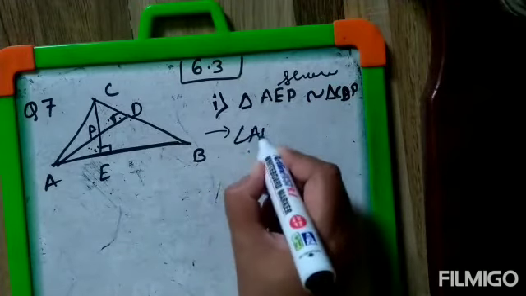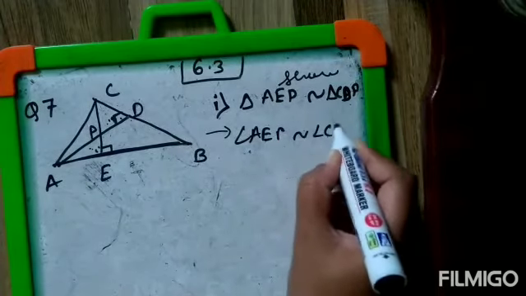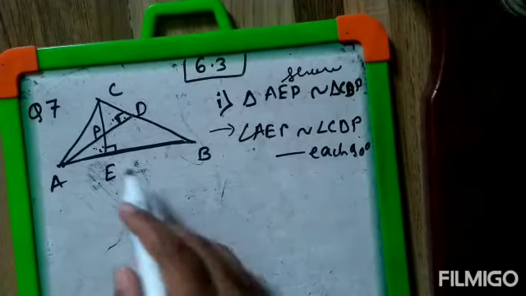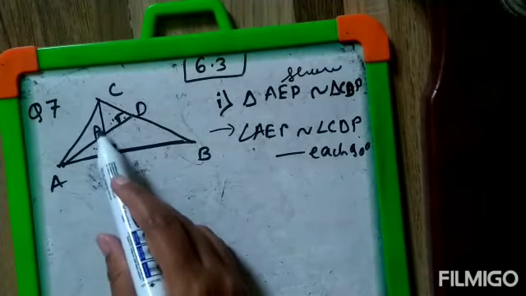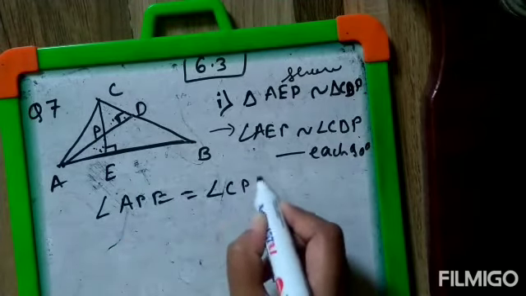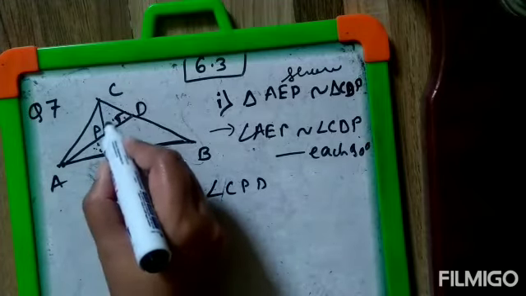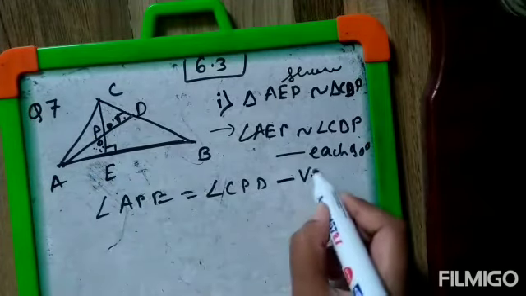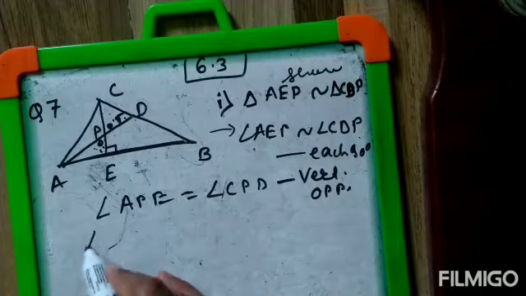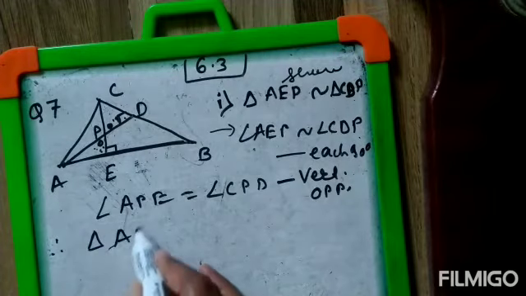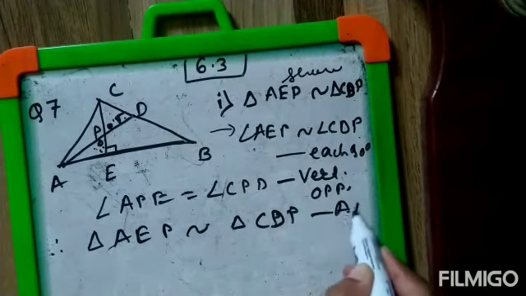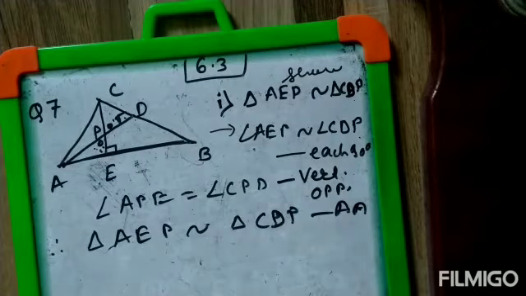So write down triangle AEP is similar to triangle CDP. The reason is each 90 degree. Then, as I told you, vertically opposite angles. So angle APE is equal to angle CPD, by vertically opposite angles. So these are two angles. Now write down: therefore triangle AEP is similar to triangle CDP by AA similarity criteria. First proof we have done.